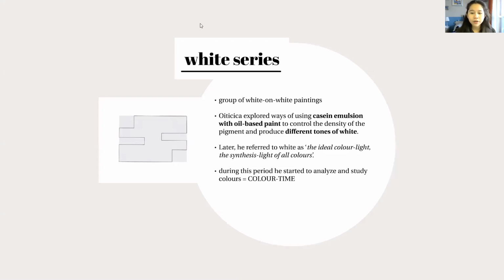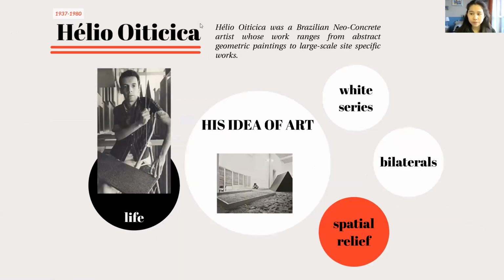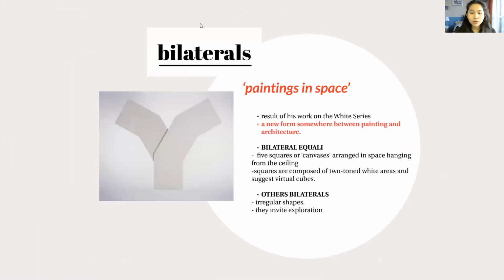And later he referred to the white as the ideal color light, the synthesized light of all colors. And during this period, he started also to analyze and study the colors, and he referred to this time as color time. And then he integrated the results of his research of the color time into the bilaterals, which were paintings in space, and he called them bilaterals because they were new forms somewhere between painting and architecture.